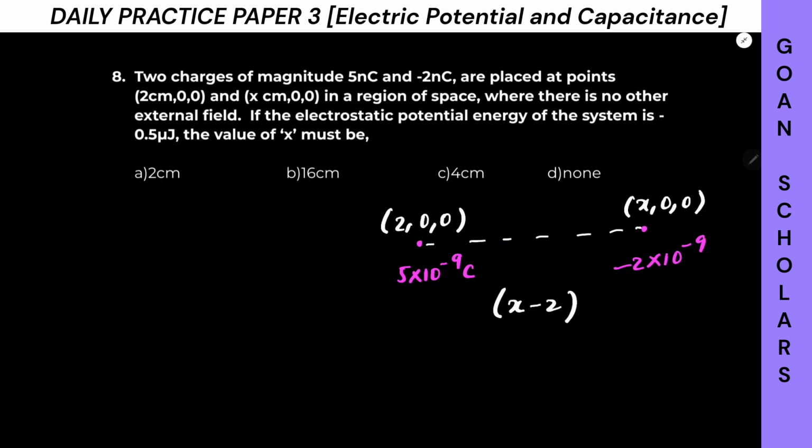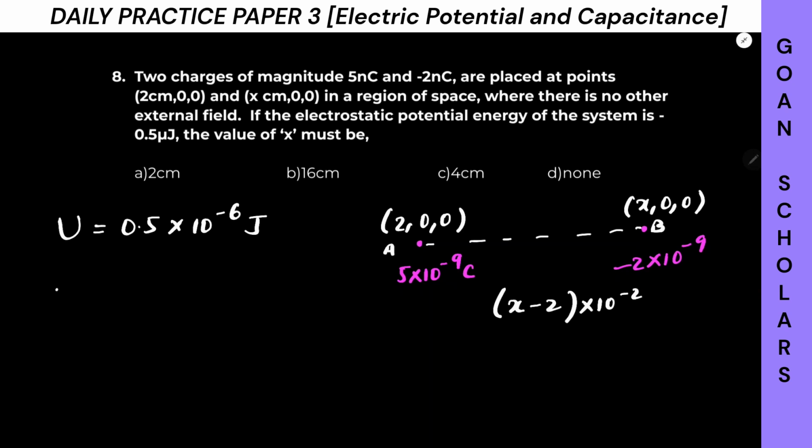Correct? Yeah, this is simple coordinate geometry. The separation between point A and B will be x minus 2 centimeters, right? So 10 to the power minus 2. There is no other external field, only these two charges. The potential energy of the system is given in this question as 0.5 microjoules. Micro is 10 to the power minus 6, right? Joules. So be very careful, you have to do the conversion here, and we have to find the value of x.